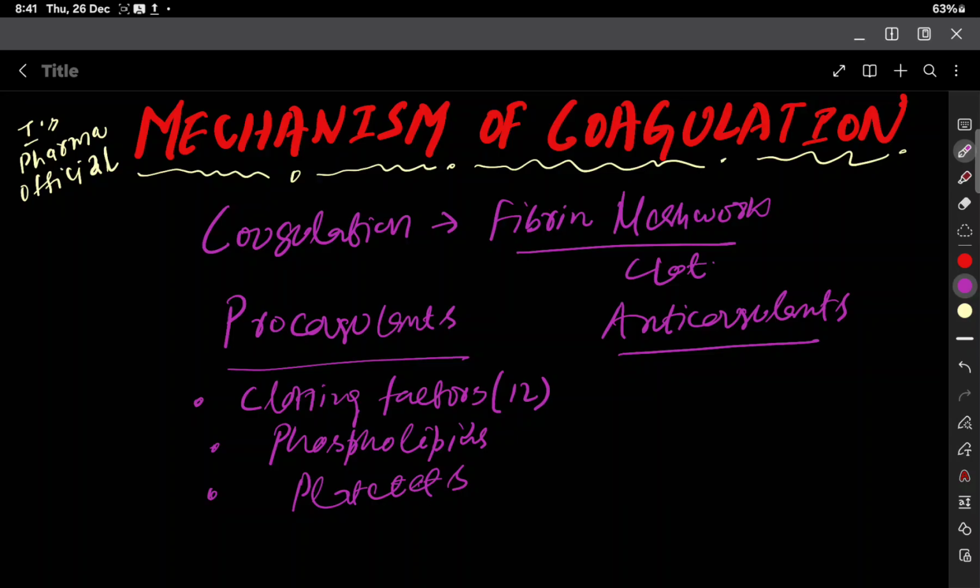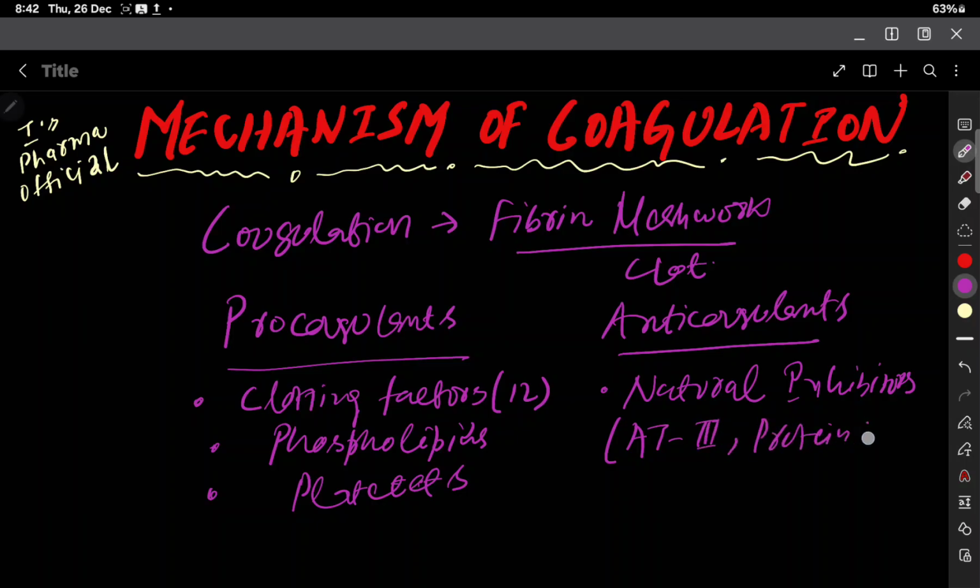Now the second one is anticoagulants, which are also present in the blood. First one is natural inhibitors, for example AT3, which means antithrombin third. Then there are protein C and protein S. These are also present in our blood. And the second one is fibrinolysis, which also acts as an anticoagulant.